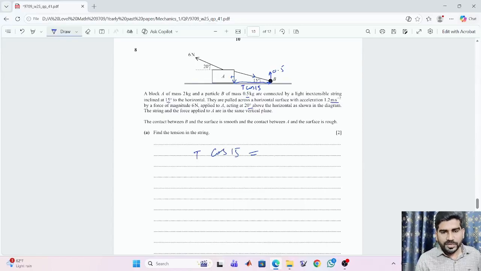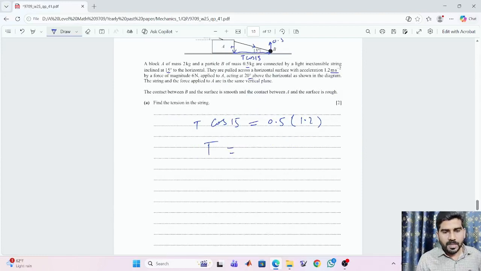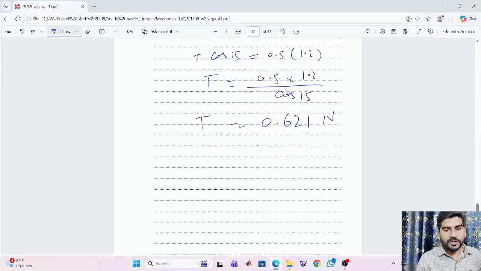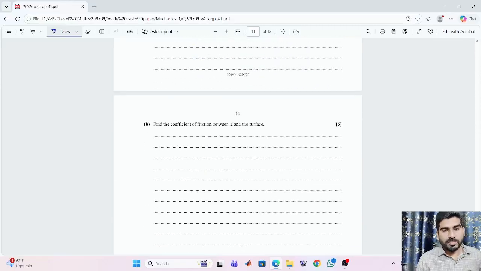The other force acting on this particle will be ma. Its mass is 0.5 and the acceleration is given here, which is 1.2. So we can find T from here: 0.5 times 1.2 over cos 15. So the tension in the string will be 0.5 times 1.2 divided by cos 15, and it will be 0.621 Newton. This will be the tension in the string. This was part A. Find the coefficient of friction between A and the surface here.